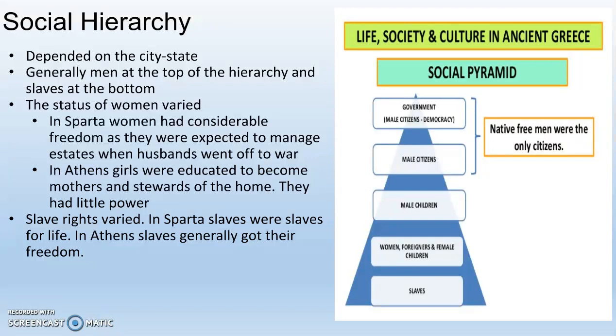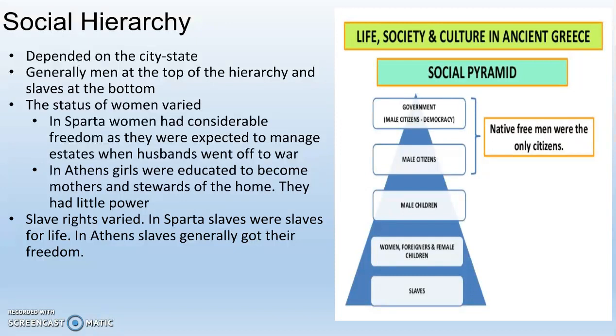Generally, men were at the top and slaves were at the bottom, but that's not the way it always worked. In Sparta especially, women had considerable freedom because they were expected to manage the country when the men were off at war. In Athens, on the other hand, women had very little power and were simply educated to become mothers and run households. So they don't have nearly the amount of political power that women in, say, Sparta would have.